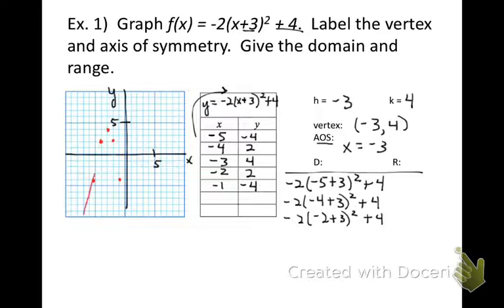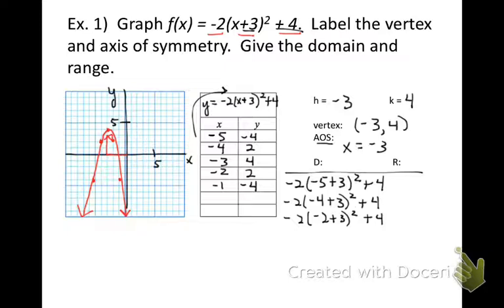Now I could tell just by the equation that I was going to have lots of different transformations. So I would have an x-axis reflection and a vertical stretch because of that a value. I'm going to be shifting to the left 3 and up 4. So that is exactly what has happened. We have shifted to the left 3 and up 4, and then our graph is skinnier.